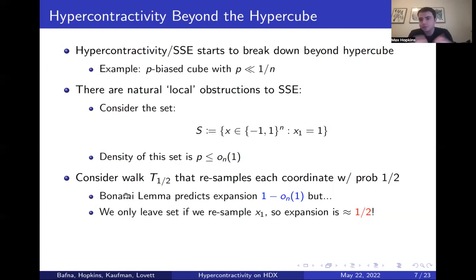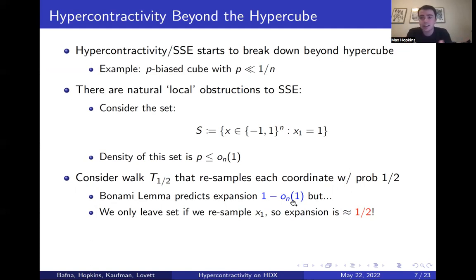So the full strength Bonami lemma, as we said in the last slide, would predict that because this set is small density, it would be near perfectly expanded. It would have expansion 1 minus little o of 1. But it's not hard to see that the expansion is actually much worse than this, right? In particular, when do we leave this set? This is another way to view expansion, the probability that you leave the set S. Well, we only leave if we resample x_1, right? We can't leave otherwise because it's totally decided by coordinate 1. And the probability that we resample x_1 is exactly a half. So the expansion in this case is at most a half, which is much worse than 1 minus little o of 1.